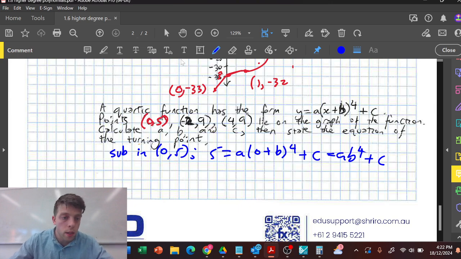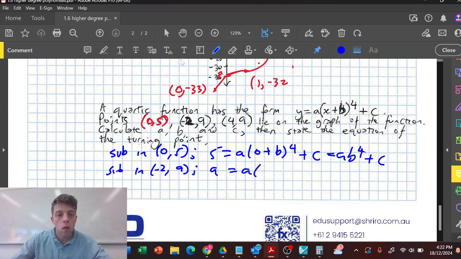We're going to substitute this point in. So I'm going to sub in (-2, 9). We're going to replace the y with 9, and we're going to replace the x with negative 2: (-2 plus b) to the power of 4 plus c. And that's going to be quite messy. We could FOIL this out, or we could use the binomial expansion. Again, it's quite messy. Let's say this is in a tech active exam, by the way. You're not really going to be asked to do this sort of thing in a tech free exam. Just keep that in mind.